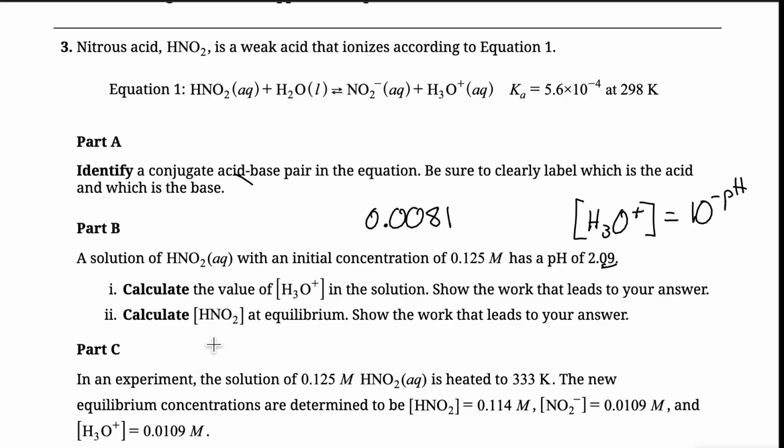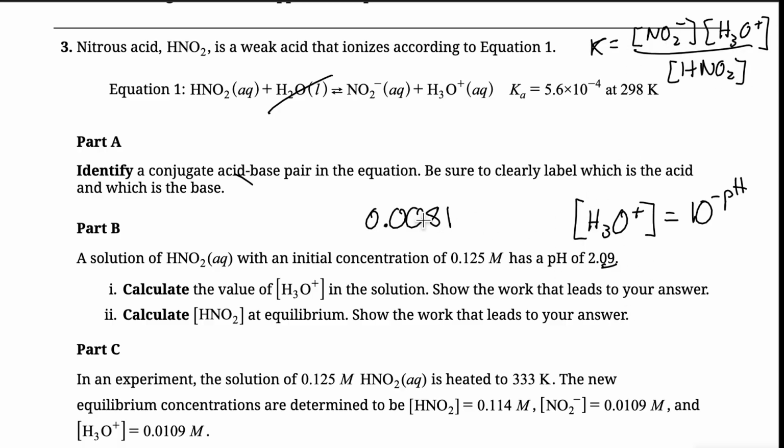Part 2 then says calculate HNO2 at equilibrium. Show the work that leads to your answer. So here we set up an equilibrium expression where we don't really care about water because it's a liquid, and liquids don't matter when we set up our K. So we have here that it's going to be NO2 minus times H3O plus over HNO2.